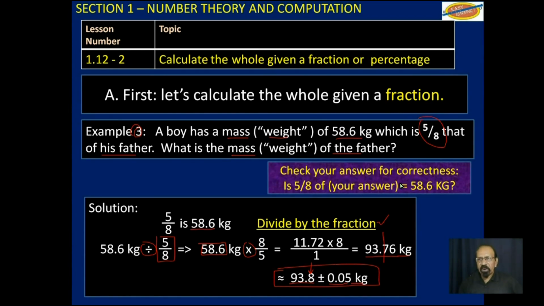Check your answer for correctness. If you find 5/8 of this answer that you got here and you get back this amount, then your answer is correct.